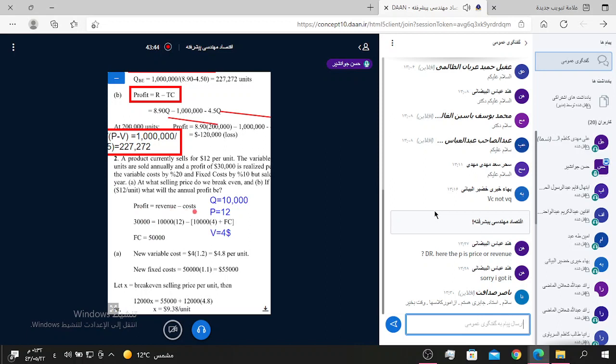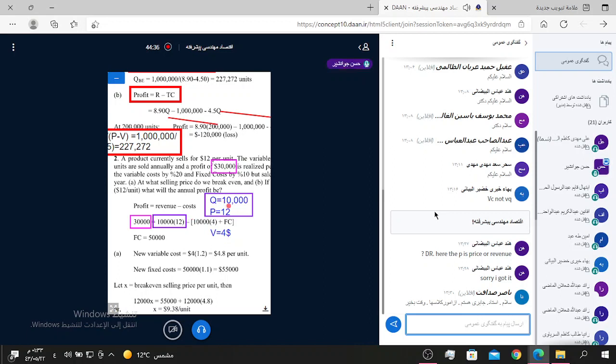Profit is revenues minus total cost. Revenues is Q multiple P. Total cost is fixed cost plus variable cost. Variable cost per unit is $4.